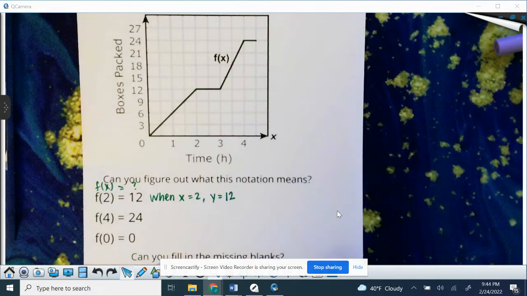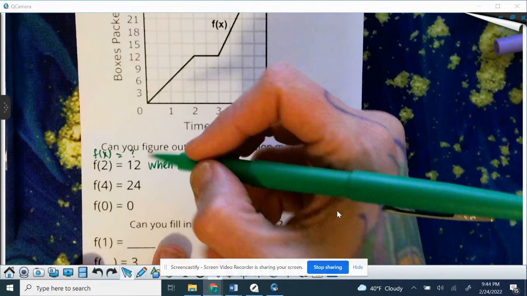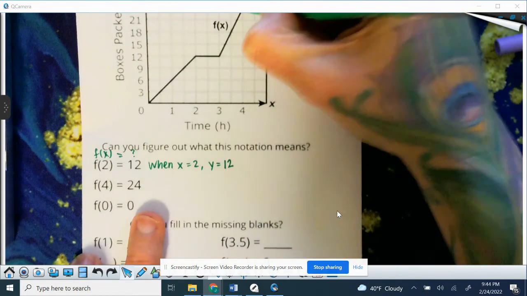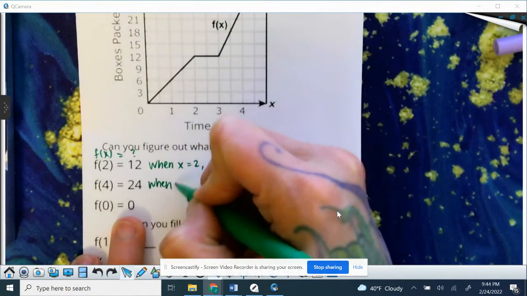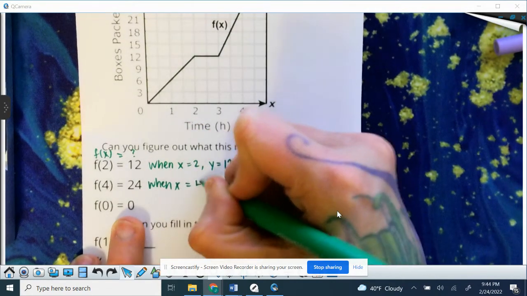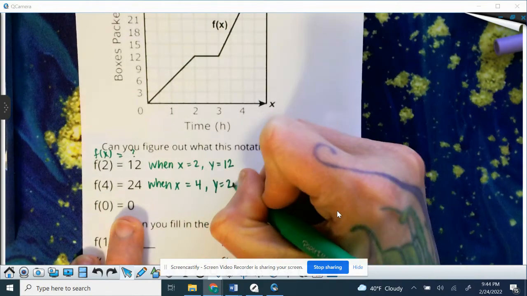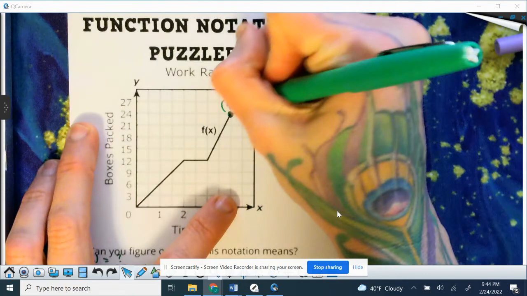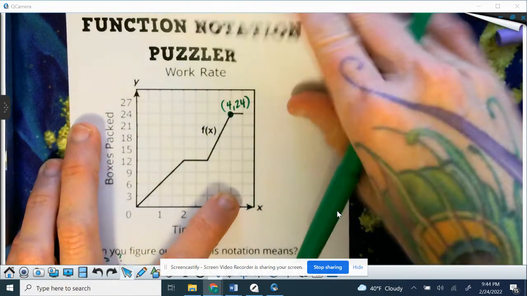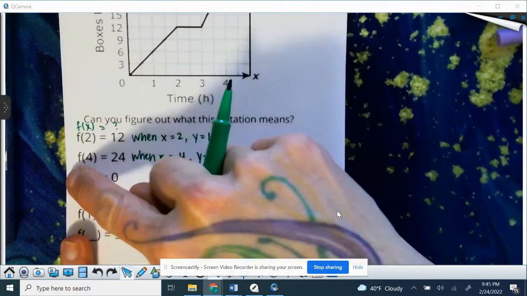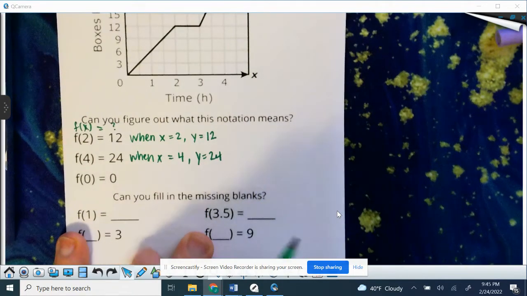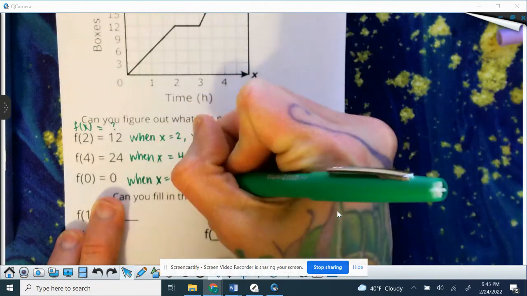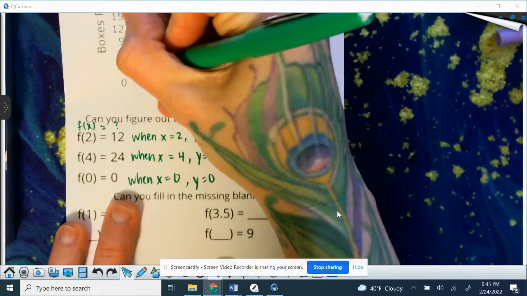So f of 4 equals 24. And when I go over to 4, I go all the way up. It's 24. So when x equals 4, y equals 24. And as a coordinate, we know that that is 4, 24. Again, we have f of 0 equals 0. So when x is 0, y will be 0. And that coordinate would be 0, 0 right here.